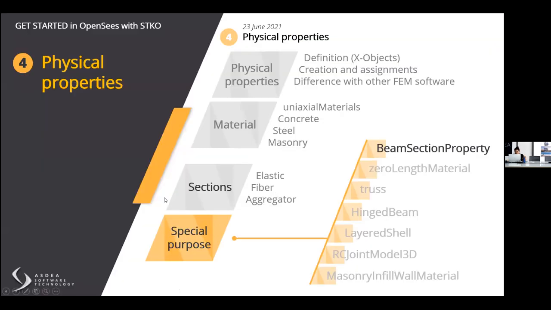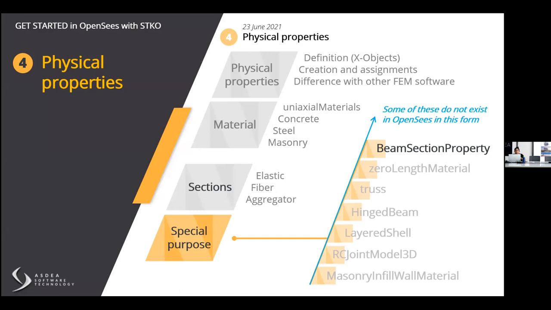So going forward, we have, lastly, the special purpose elements. As I was saying before, just to point out, not all of these special purpose objects are in OpenSees, as you can see them written here. Most of the physical properties that you will find in our editor are exactly the same as the ones in OpenSees. But some of them are new, something that we introduced.